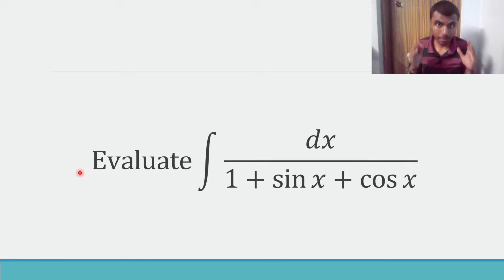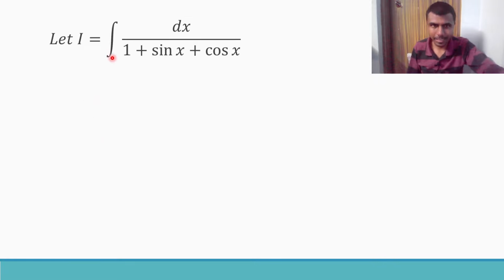Now let us see how to solve this given question. Here we need to evaluate the integral dx by 1 plus sin x plus cos x. This is an easy question, so it will get over quickly. Now see, take the given integral as I. So I is the integral dx by 1 plus sin x plus cos x.